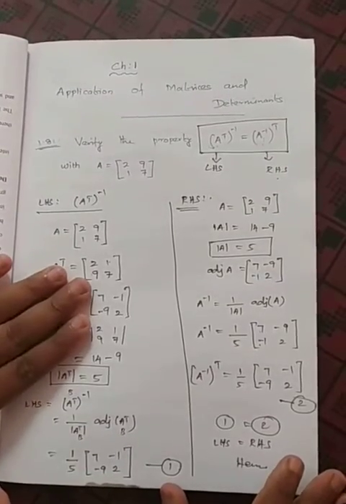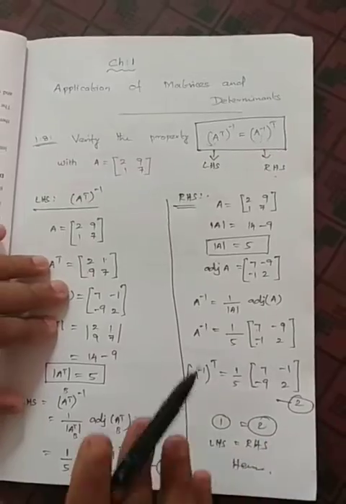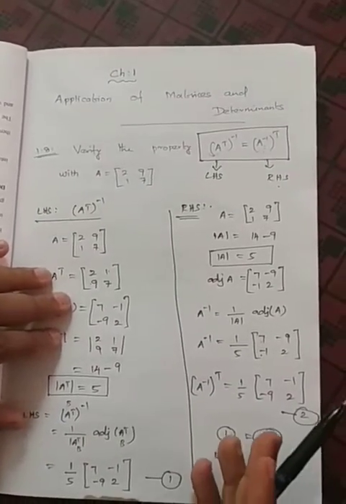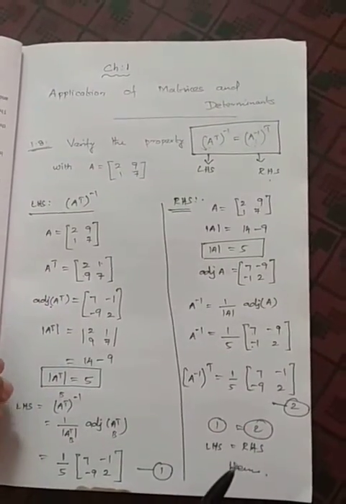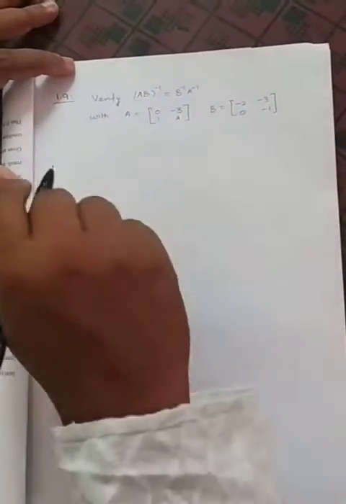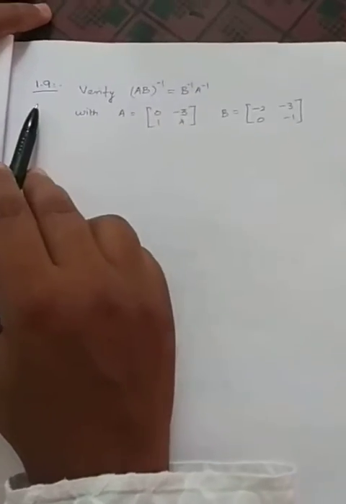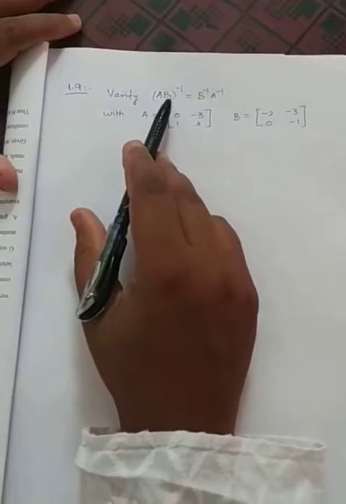I have given it as homework. In this way also you can do, or you can see your book, and in the book also some different method is there. Not different, just a small adjustment they have done. That method also you can follow. Next, the same way, this problem also I have given as homework. 1.9, verify AB whole inverse equals B inverse A inverse.